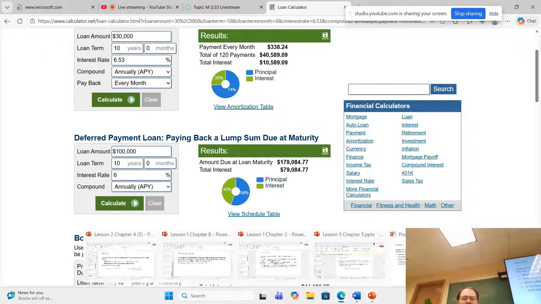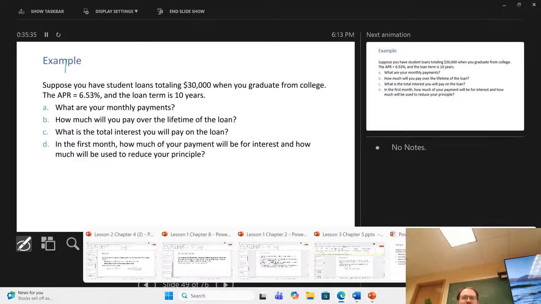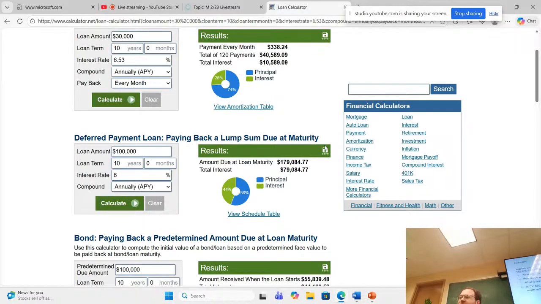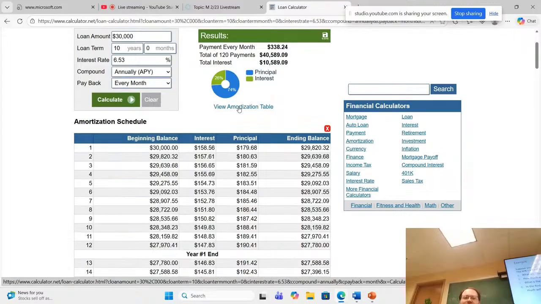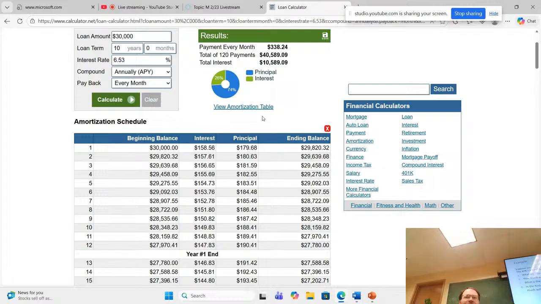And the last question there was how much of your payment will be for interest to reduce your principal for the first month. If you'd like to figure that out, there's something called an amortization table, which is essentially something that we're going to be doing on the in-class assignment on Wednesday. The thing with any loans, whoever is giving you the money, they're going to make their money first before they give you credit.